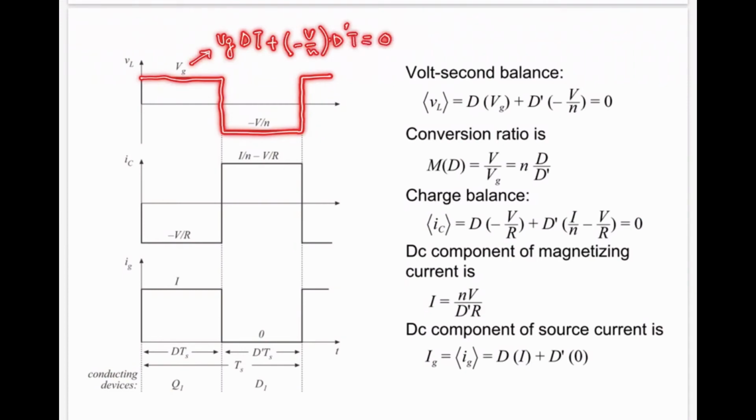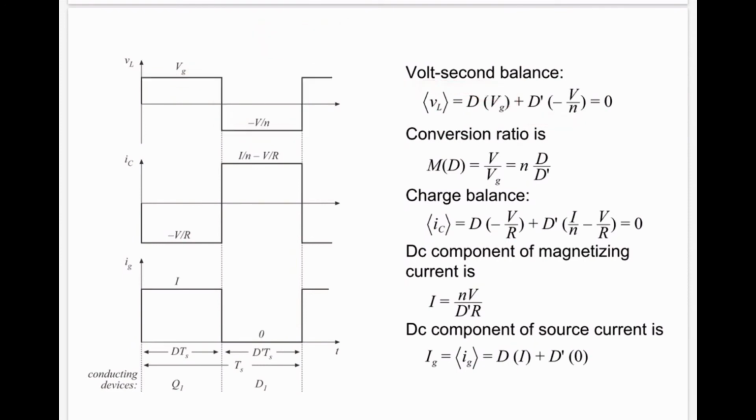Means the average area covered by this waveform should be 0, and that you can see over here. Right, this should be equal to 0. dVg, this part, plus d prime into minus V by N. So solving it, we can get the relation between input and the output voltage, that is equal to N into d by d prime, that we have previously seen, where N is the turn ratio from primary to the secondary.